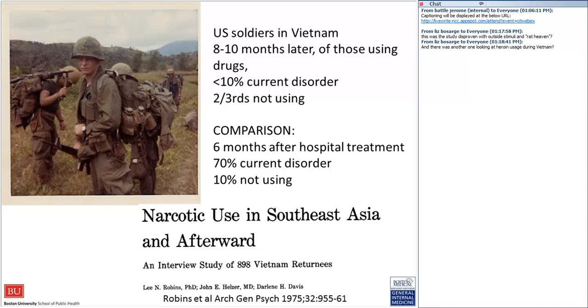And 6 months after that hospital treatment for addiction, 70% of them still met criteria for addiction, and only 10% of them were not using. So how can this be? How can it be so different? And what this suggests to me and to others is that, yes, sometimes use under certain circumstances can become compulsive, but when the circumstances are improved, people can actually improve on their own.